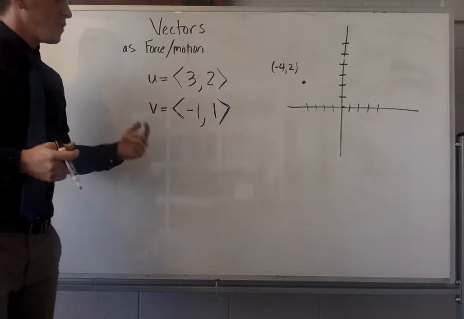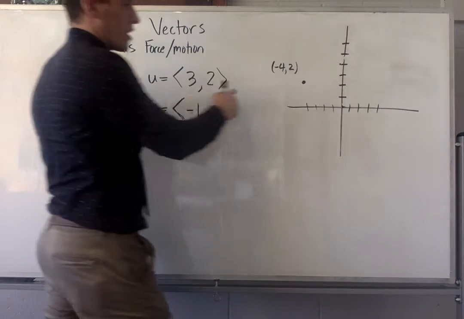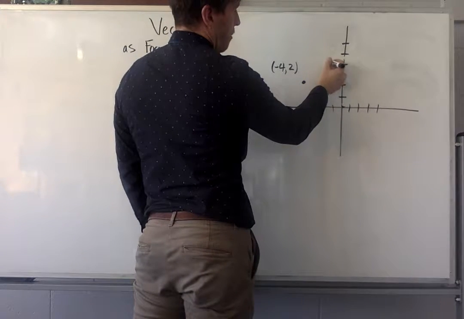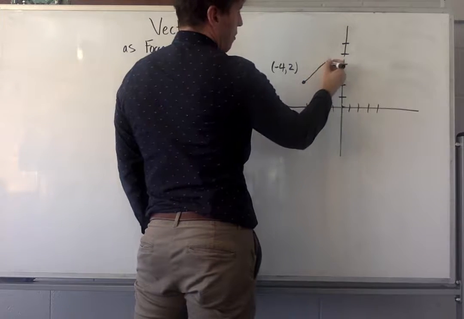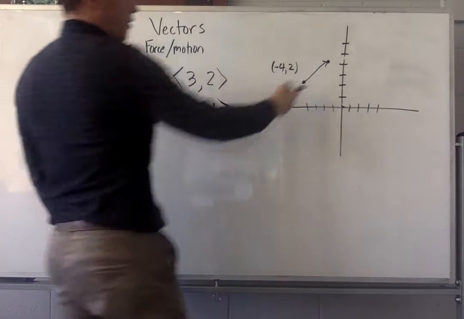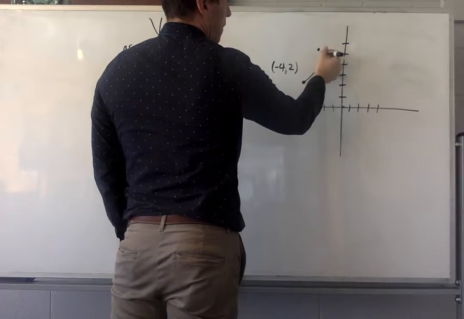One is we could take this point and we could draw in the vectors, so 3, 2 is going to be 1, 2, 3 over, and 1, 2 up. I'll end up right here. 3, 2 will put me there. And then it says -1, 1. So -1 would be moving it backwards 1 and then up 1. So I'd end up right here.